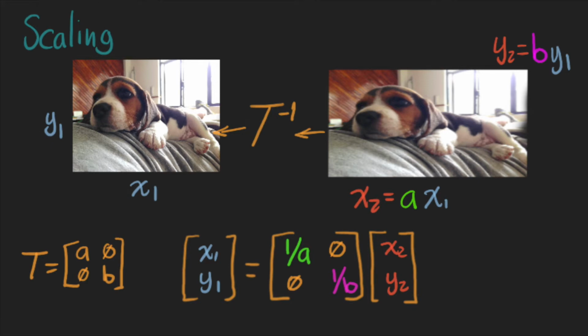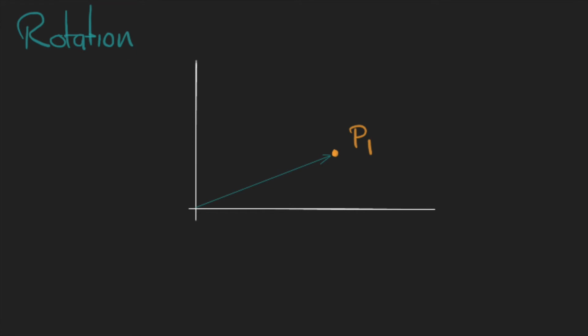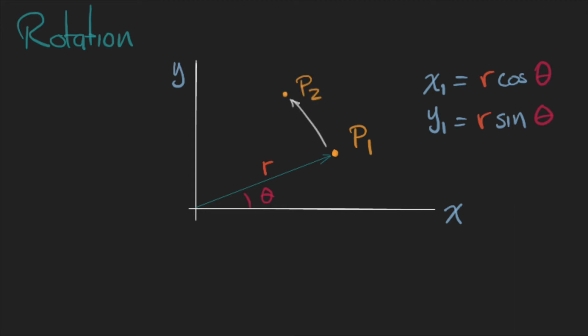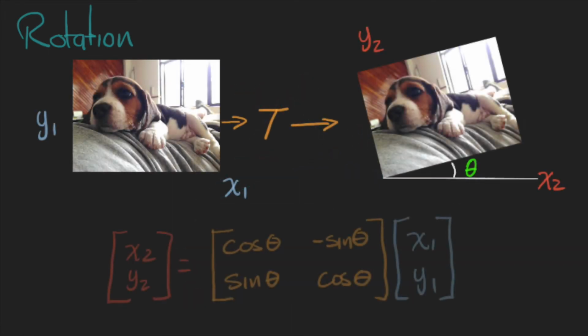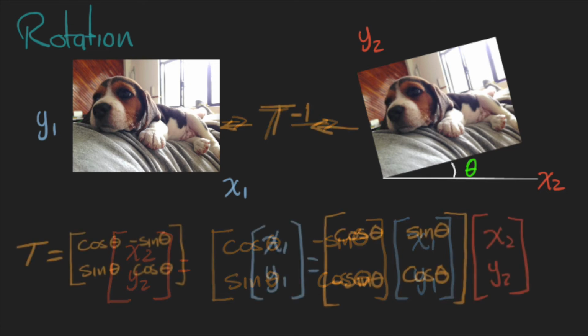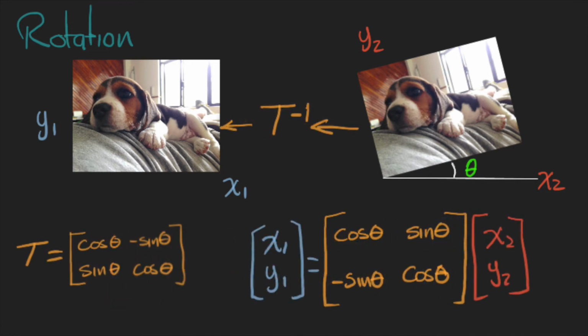Now let's see the rotation. If you remember from last week, any point can be represented by its angle theta and the distance r with respect to the origin. Then we have that x equals r cosine of theta and y is equal to r sine of theta. If we want to move P1 to P2, we can add the components in this way, which we can write in the matrix form in this way. So, in the same way that we did with the scaling, we can invert the matrix T to obtain the opposite effect.